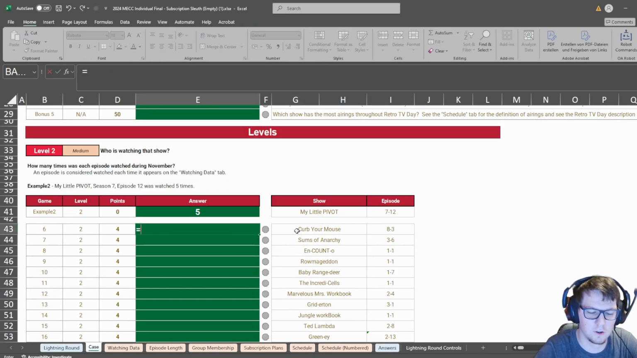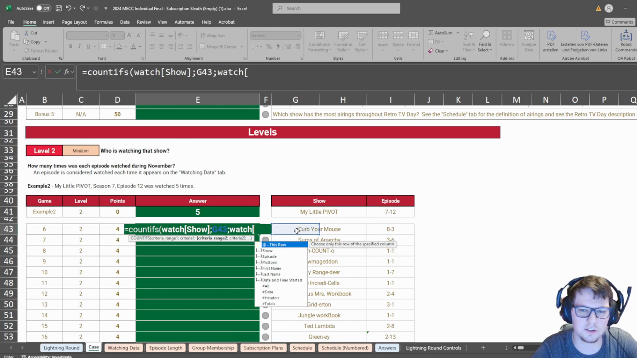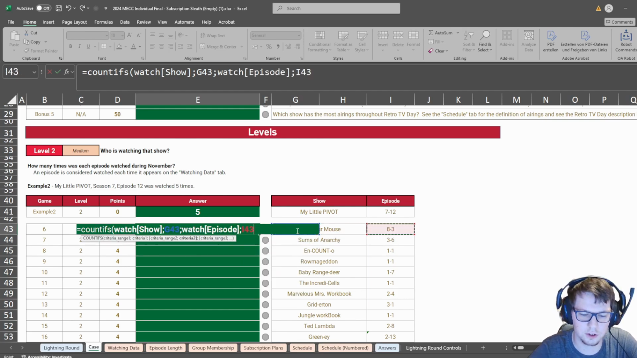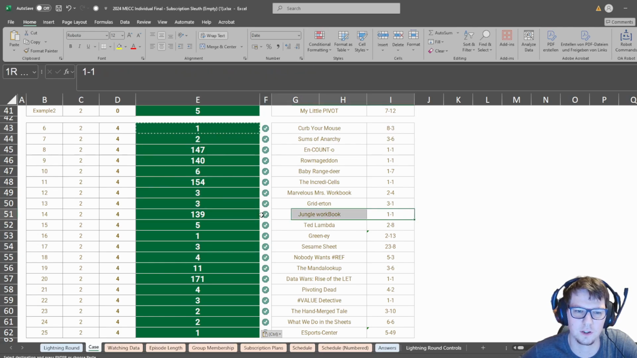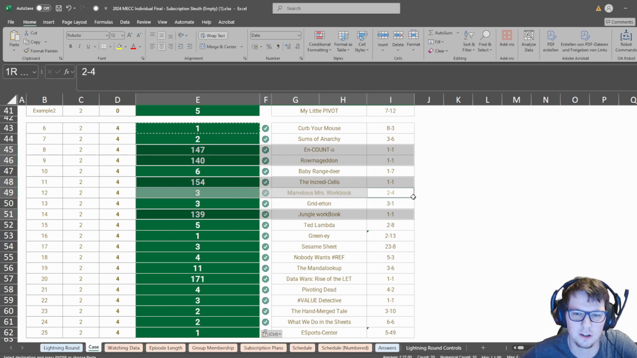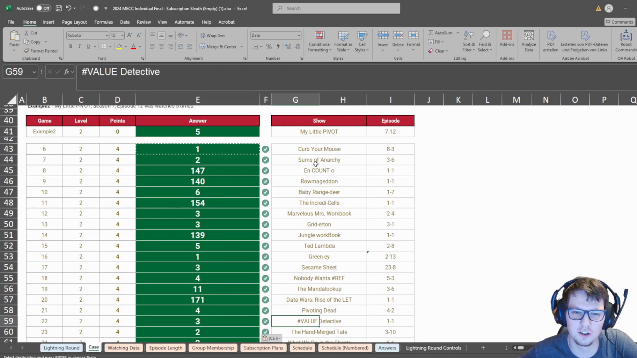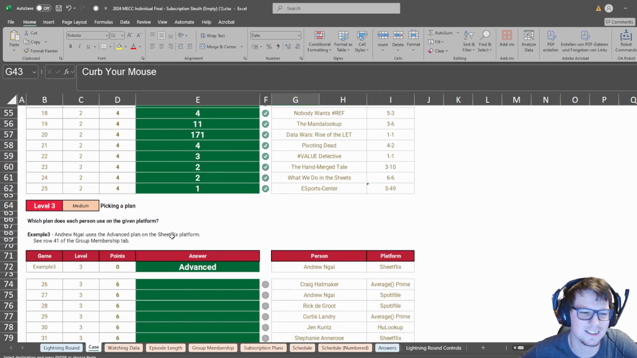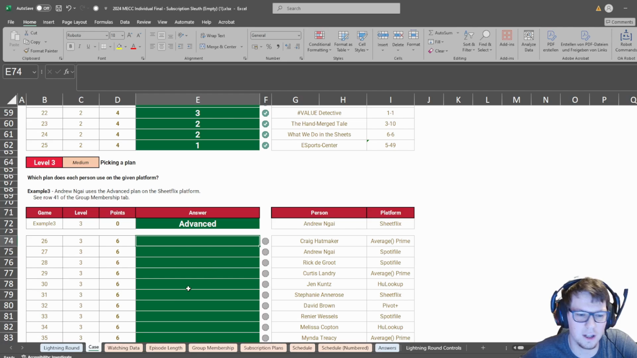So now we can jump into the question about who is watching the show, which is, as mentioned, just a simple COUNTIFS with 2 criteria. It's pretty interesting to see that some of those are very small numbers, and some of those are pretty famous. Most of those times it's episode 1.1. It's pretty famous, but not from Value Detective. Also, I really like all of the show names. That's pretty hilarious sometimes. Which plan does each person use on the given platform?